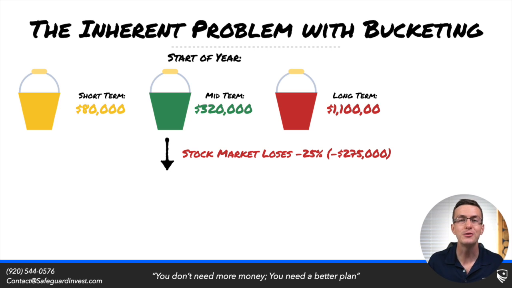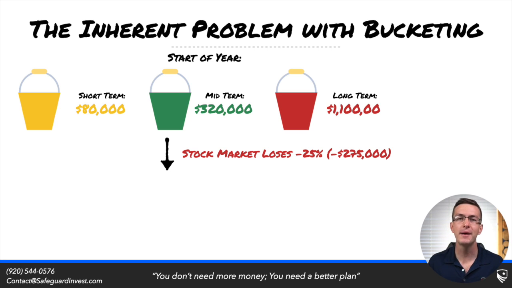You need $80,000 per year. So you put 1 year's worth of income in that first short-term bucket. You put 4 years' worth of income in that second intermediate bucket, and then the rest obviously would go in that long-term bucket. Okay, so simple enough.